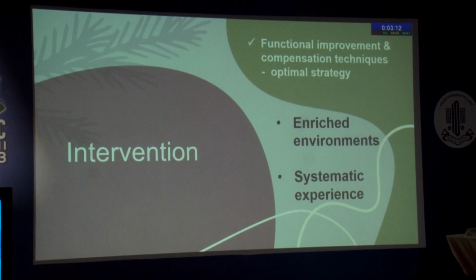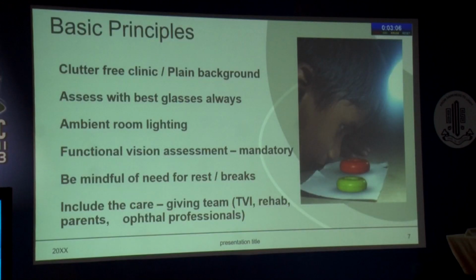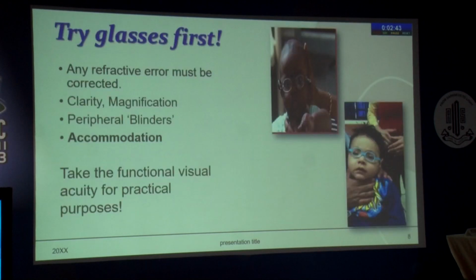The intervention, the aim of intervention is to reduce the visual disability and to minimize social disadvantage. So basic principles, everything should be clutter free, boring background, solid shades, always assess with best glasses. The ambient room lighting is very important. It is not that these children should be put in dark rooms. Ambient room lighting is what is ideal. Sometimes they do well with low illumination. And functional vision assessment is mandatory. They need breaks, so always give them their breaks and include the entire caregiving team.